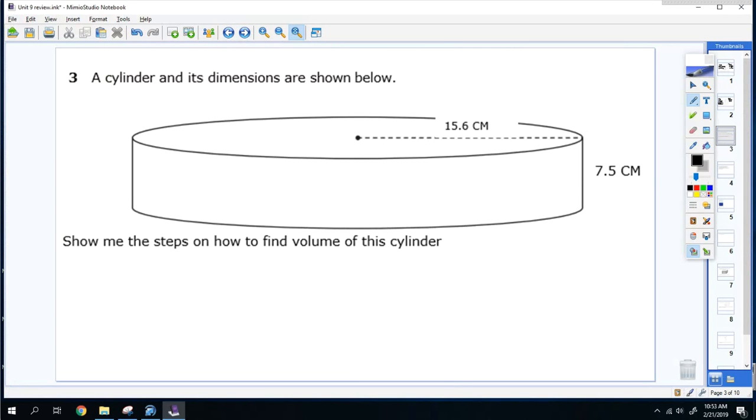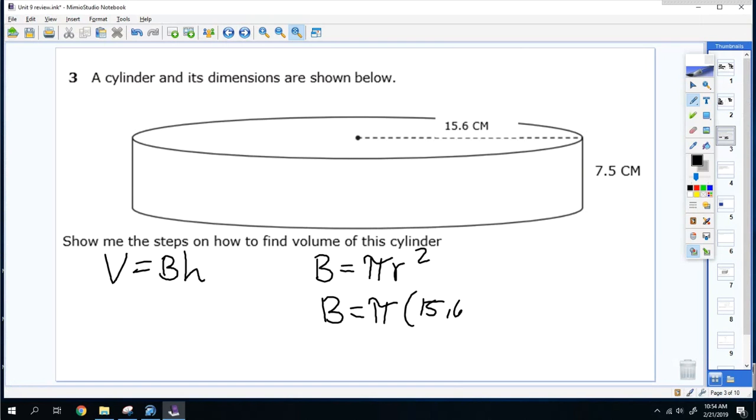Number 3, a cylinder and its dimensions are shown below. Show me the steps on how to find volume of this cylinder. So the volume of the cylinder is V is equal to big B times H. Big B is pi r squared. Pi is this pi. Radius is 15.6 squared. So you're going to do 15.6 squared times pi.